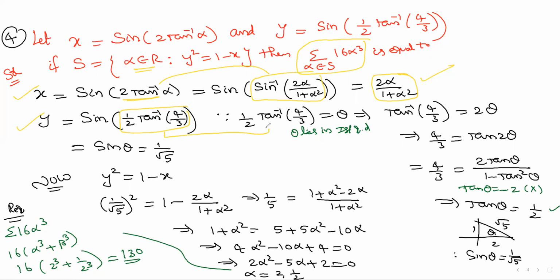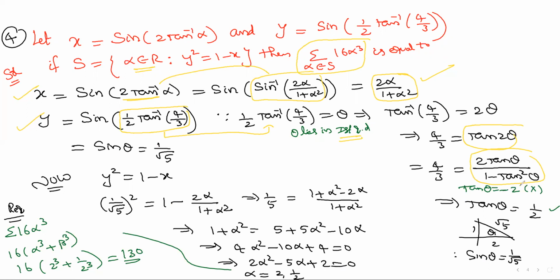This angle, we should take theta. So tan inverse of 4 by 3 value is 2 theta after cross product. Here theta lies in the first quadrant. Why? Because this is a positive value. So 4 by 3 we get tan 2 theta. For tan 2 theta we have the formula 2 tan theta by 1 minus tan square theta.